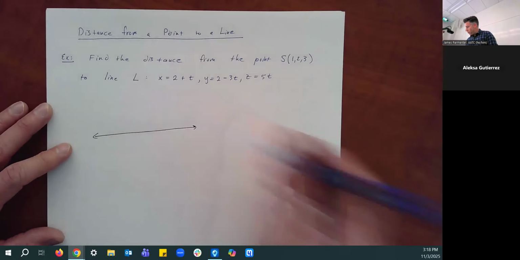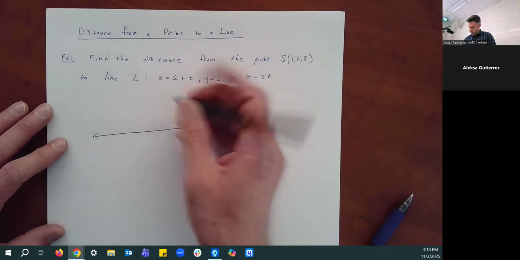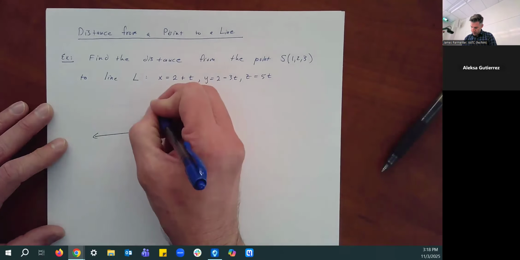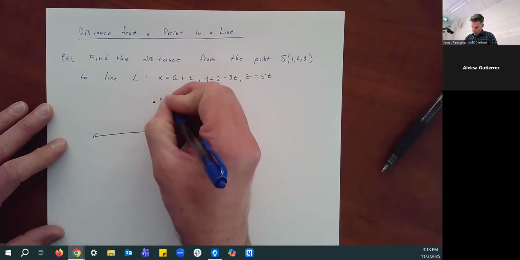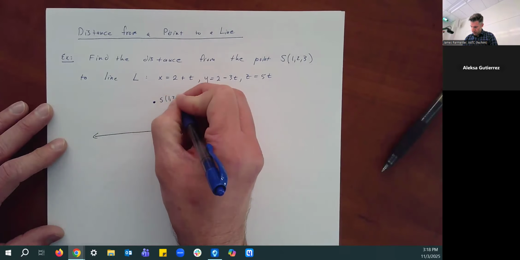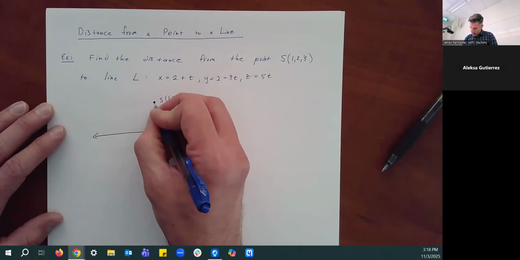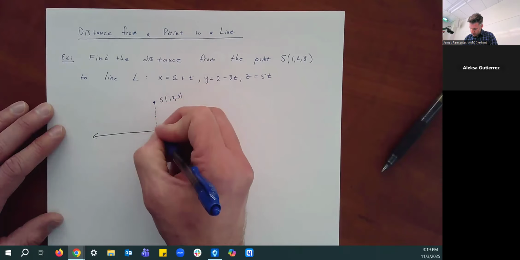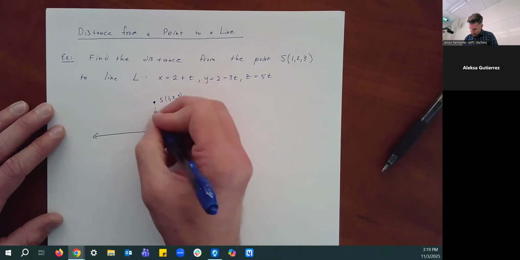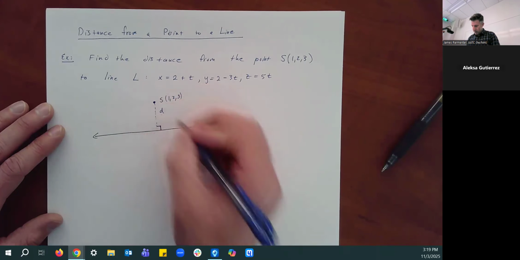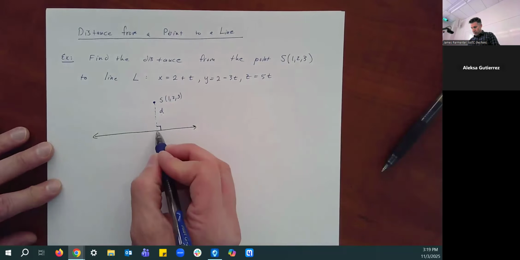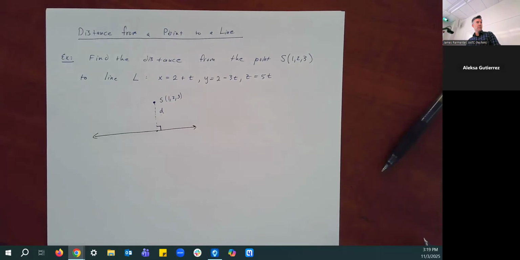So we have this other point S not on our line over here. So let's say S is over here. S is the point (1, 2, 3). And we are trying to find this distance here. That is what we would like to find. But the problem is we don't know what that point on the line is. We don't know the point on the line closest to S. But we can find some other point on the line.